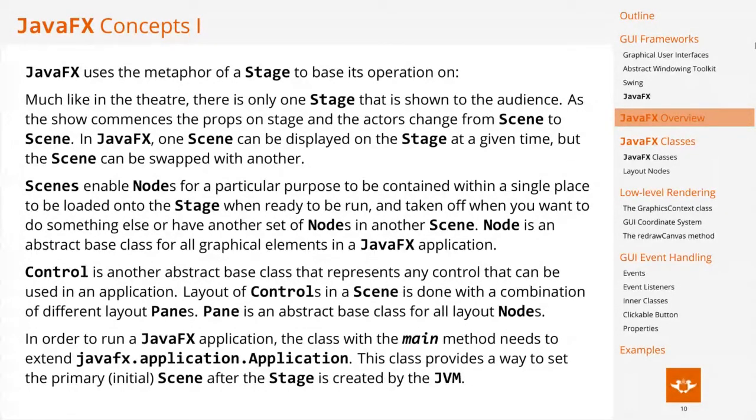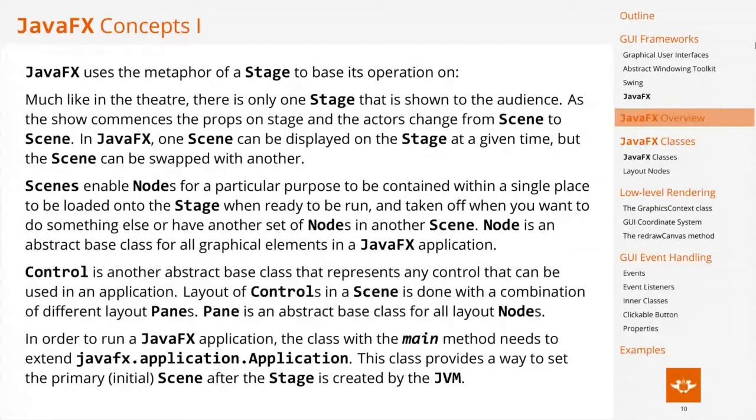On a scene, what we put on the scene is something called a node. A node could be a layout node, we'll talk about what those are. It could be a control node, we'll talk about what they are as well. And basically, those things will allow us to create user interfaces.